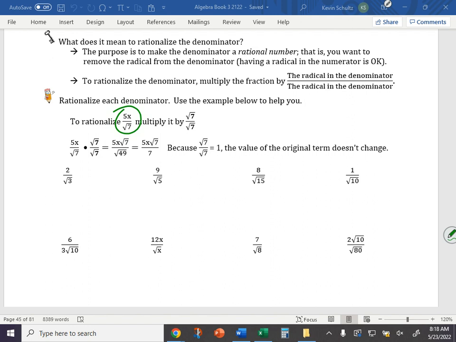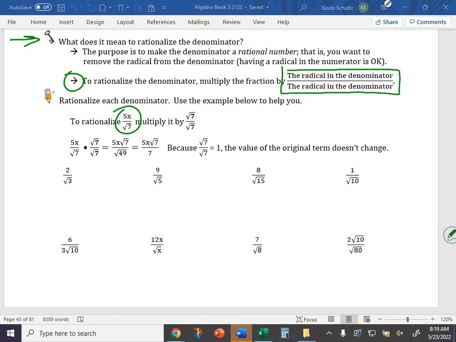So to fix it, we have something called rationalizing the denominator, okay? And what does it mean? Key points, put on a help sheet. The purpose is to make the denominator a rational number. That is, you want to remove the radical, although having a radical in the numerator is okay. To rationalize, here's the key of the key. You multiply the fraction by the radical in the denominator over itself. The radical in the denominator divided by itself.